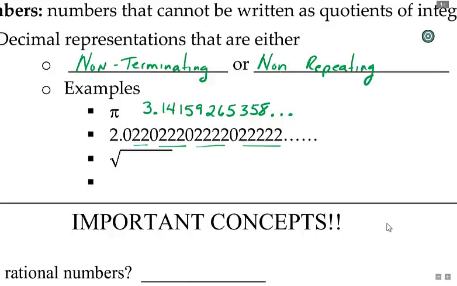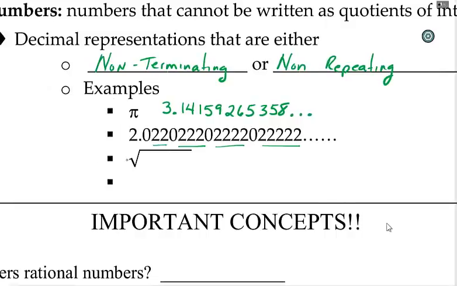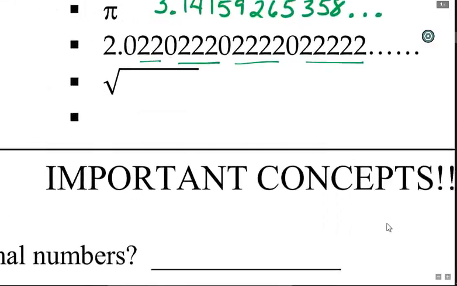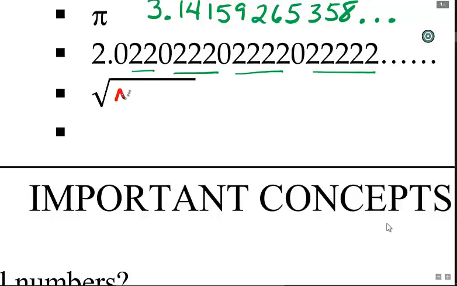And then the third qualification often seen for irrational numbers is when you have the square roots of numbers that are not a perfect square. And I want to emphasize the fact that it's not a perfect square, because the square root of 9 is 3, and that's a rational number.